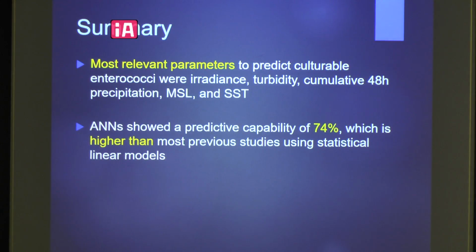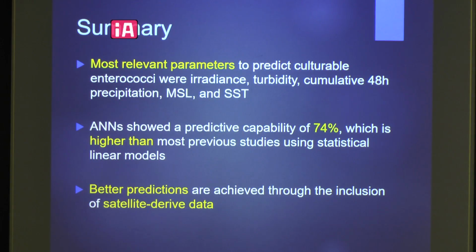In terms of the predictive capability, the nonlinear models, artificial neural networks, showed a 74%, which tends to be higher than most linear models. This is not comparing with what I did earlier. This is comparing with other studies that have been done outside of the tropics. I know many studies have been done using artificial neural networks to understand how these variables, in a nonlinear way, are correlated with culturable enterococci.